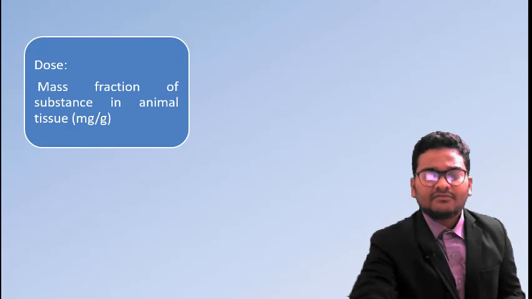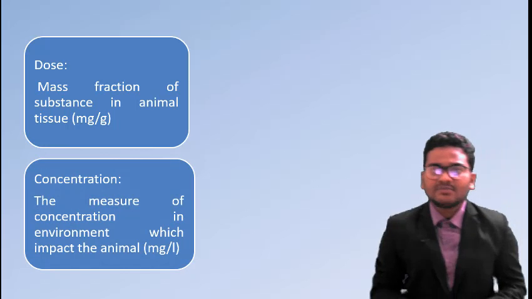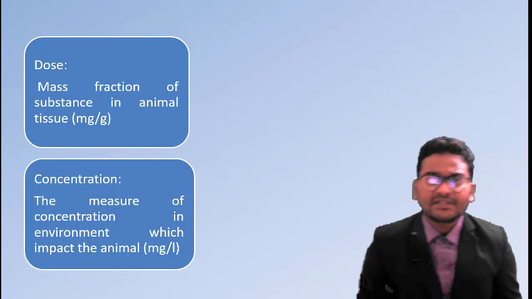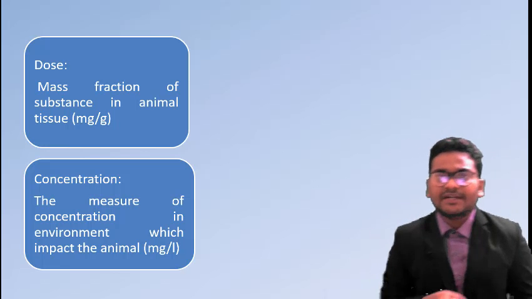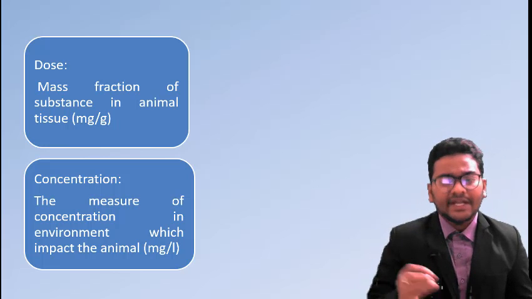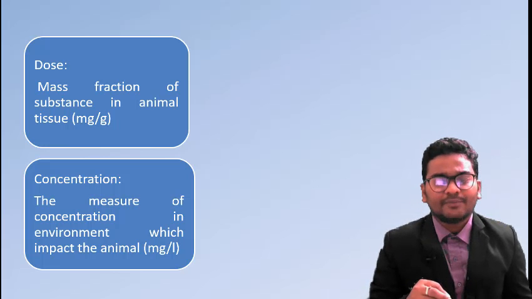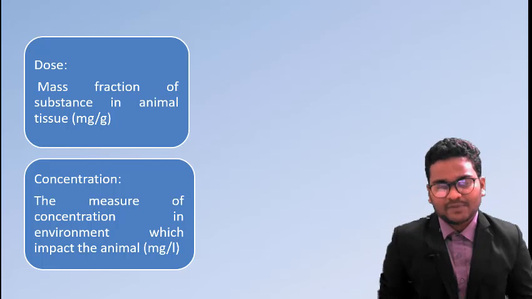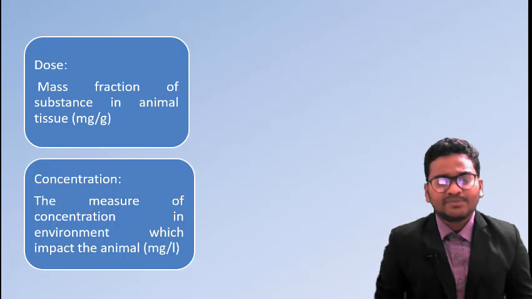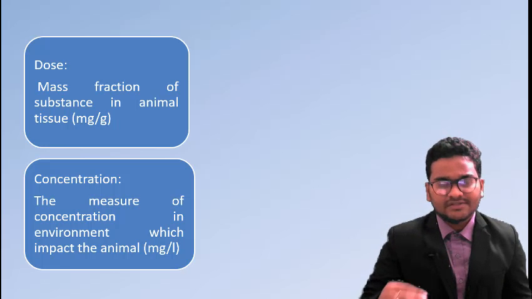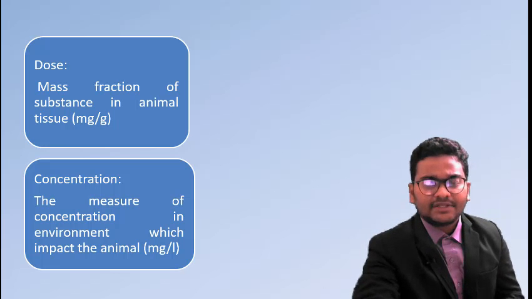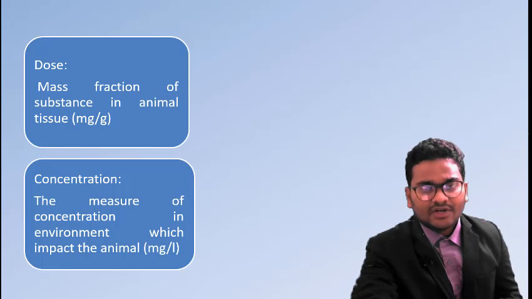Next one is the concentration. Concentration means a large quantity. In the concentration, it is the amount of the substance which is present in the environment. That means the substance is already in the environment, and if you send an animal into that environment, how much effect is going to be imposed on the animal. This is called the concentration. Concentration is generally expressed in ppm, parts per million. You can take it as mg per liter also: milligrams of substance present in a liter of water or a liter of solvent. So how much is present in that particular environment is called the concentration.